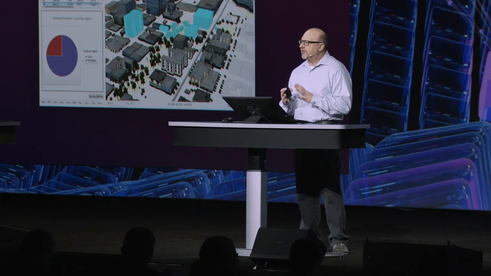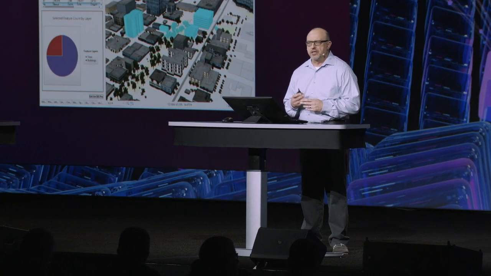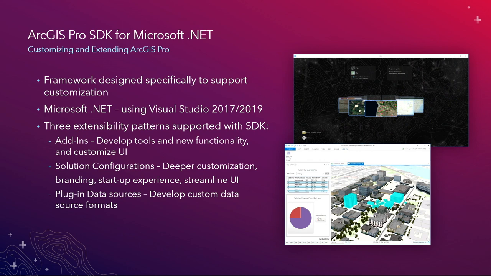So let's talk a bit about Pro, which is a framework designed specifically to support customization using .NET. We've also updated to Visual Studio 2019 with the Pro 2.5 release a few weeks ago. There's three extensibility patterns using the Pro SDK. The first one is add-ins. This is where you develop tools and create functionality, and you can put it under new menu buttons and customize the UI in pretty significant ways.